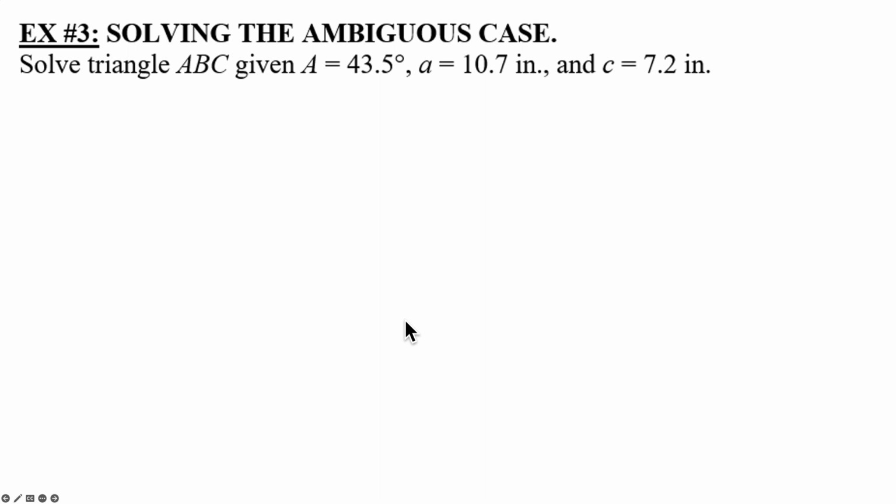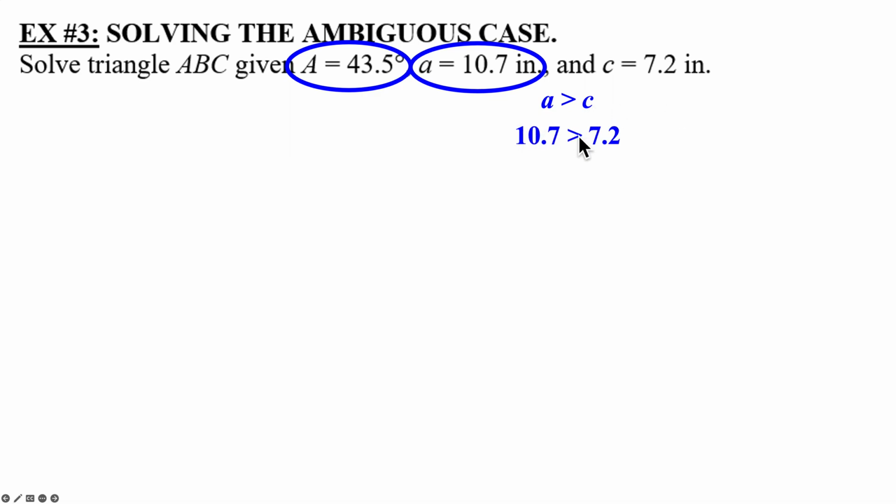All right. Solving the next ambiguous case. Solve triangle ABC given that A equals 43.5 degrees. Side a is 10.7. Okay, there's my important two pieces of information: the side opposite the given angle. Compare this a to c, 7.2. That's bigger. a is bigger than c. Okay, that means you have one triangle. Only one triangle exists. 10.7 is bigger than 7.2.